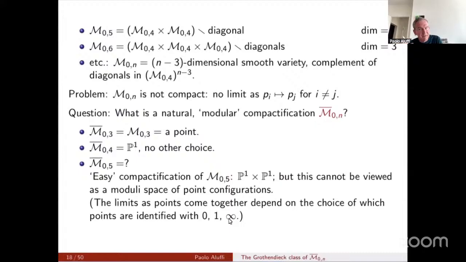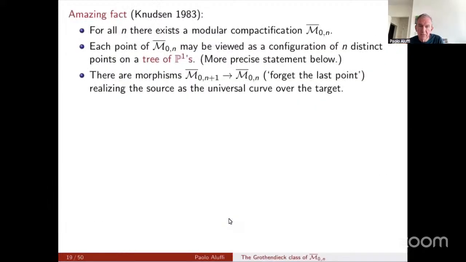I'm very old, but not old enough to remember what the situation was before 1983, but in 1983, Knudsen was able to construct a modular compactification of M0n.